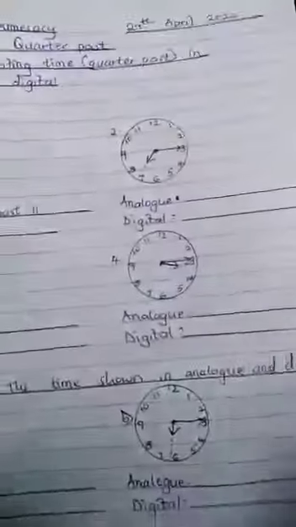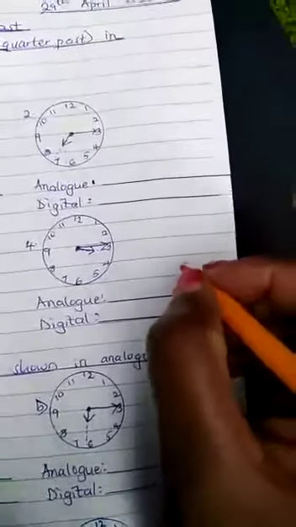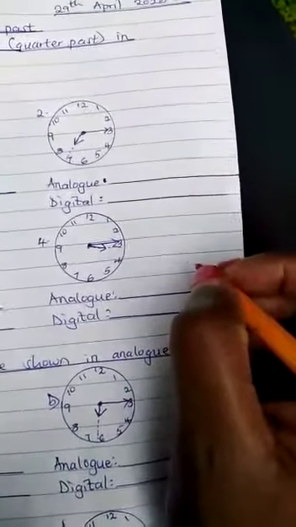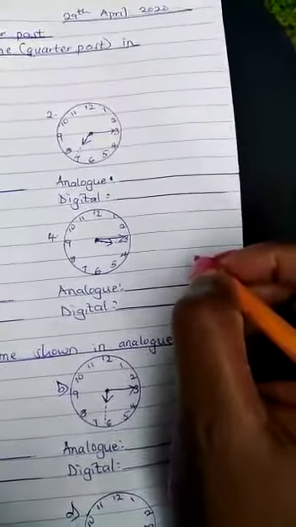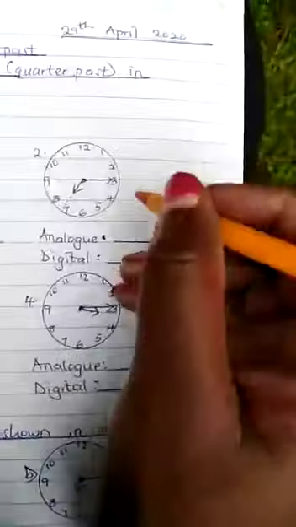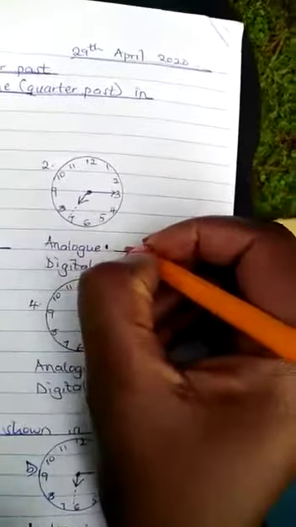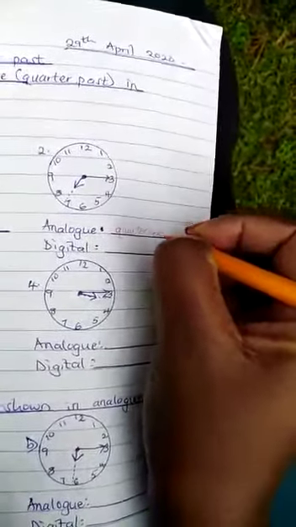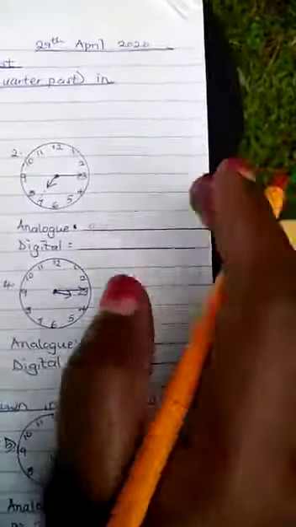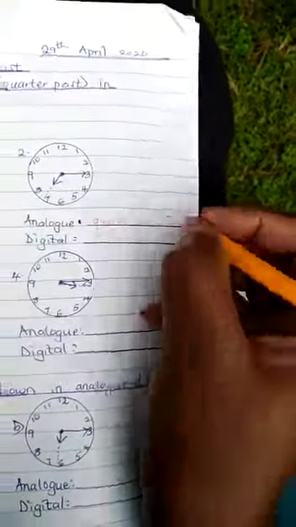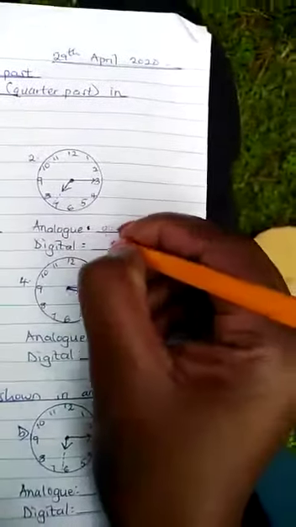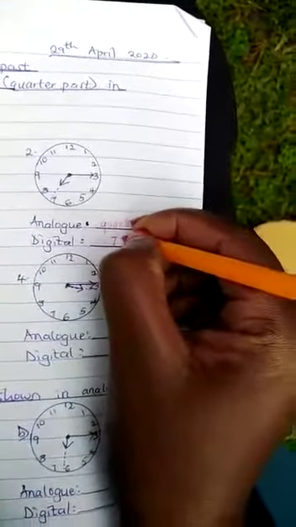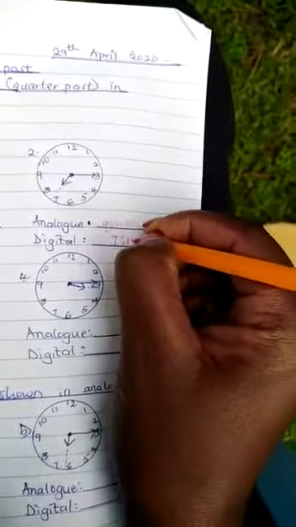Now we move to the second example. The short hand is pointing just after 7 and the long hand is at 3. So the time in analog will be quarter past. The short hand has just passed 7, so it is quarter past 7. And the digital time will be 7:15.